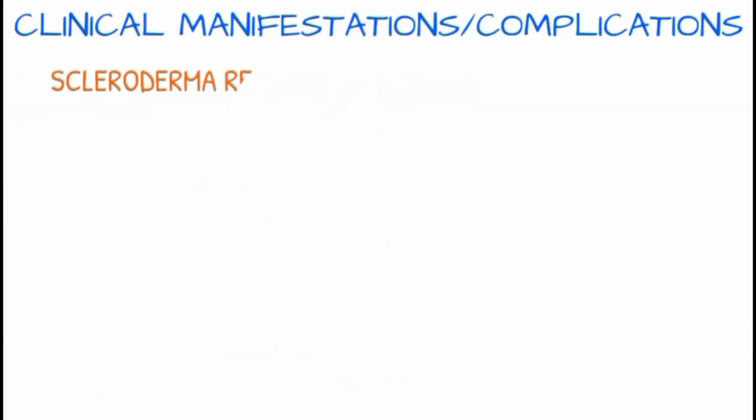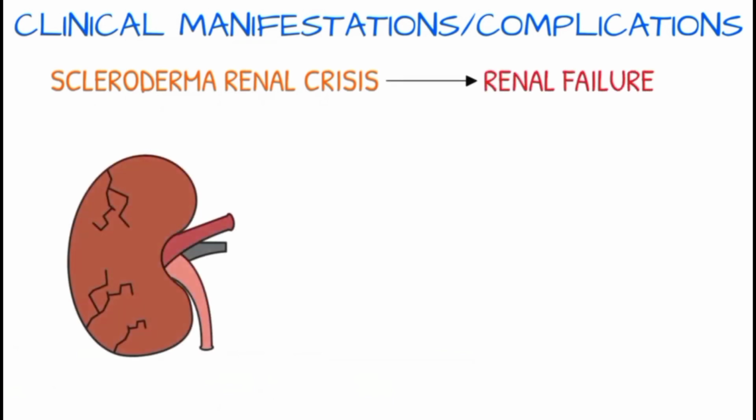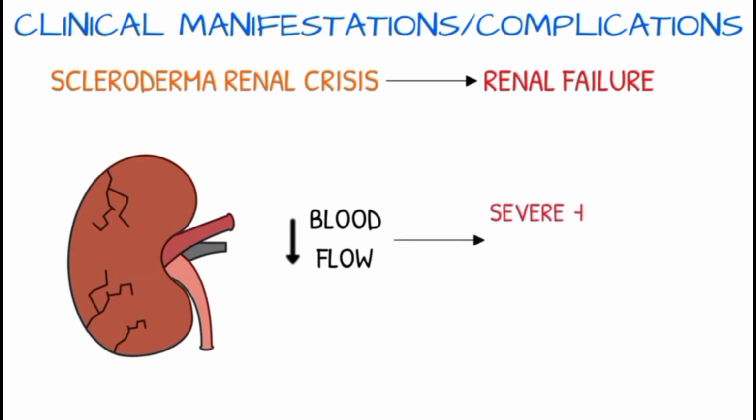Scleroderma renal crisis is a very serious but uncommon complication, as it may lead to renal failure. A progressive reduction in renal blood flow, due in part to the destruction of small vessels, begins a series of pathological events which eventually results in severe hypertension and progressive oliguric renal insufficiency.